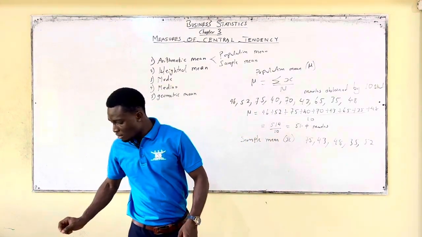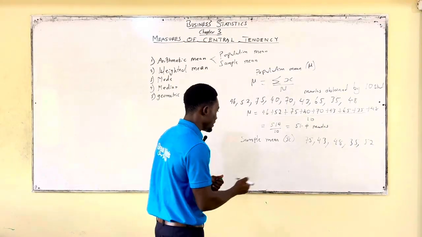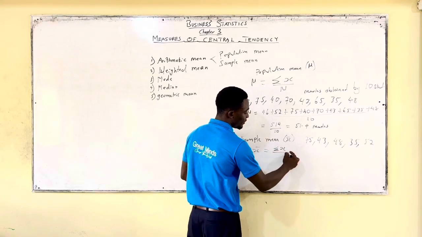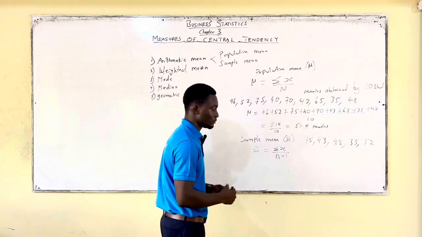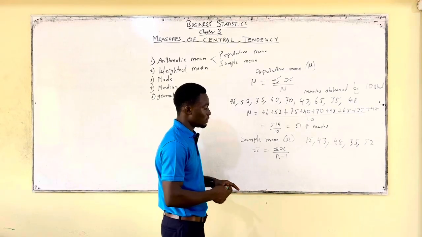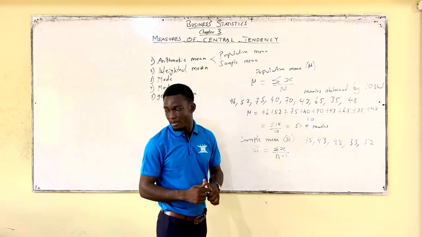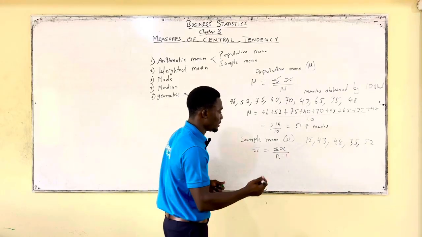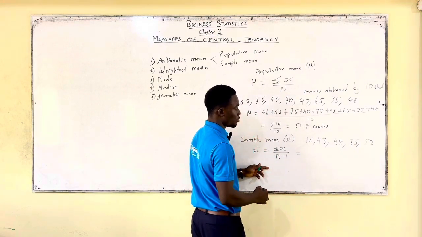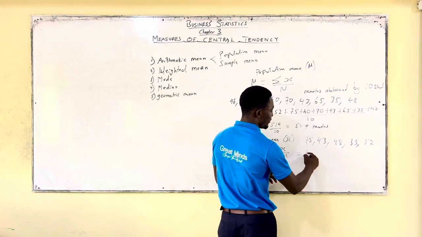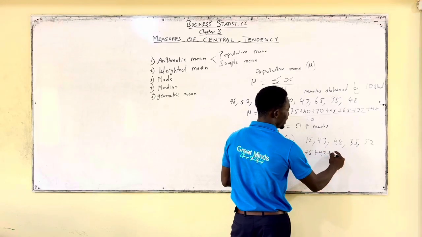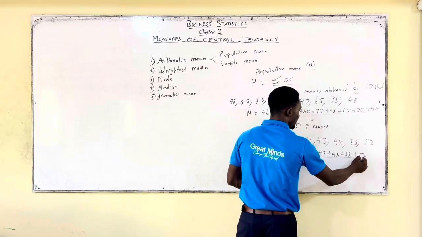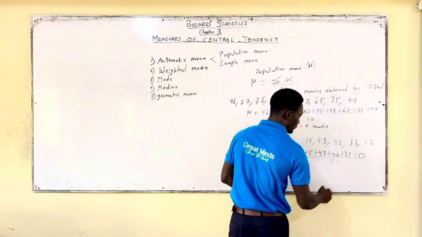the average. So here we say that the sample mean x bar is equal to the sum of x divided by n minus 1. Okay, x, n minus what? Minus 1. So that means that this will be equal to 75 plus 43 plus 48 plus 35 plus 52, all divided by 5 minus 1.